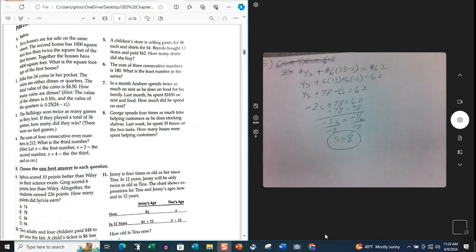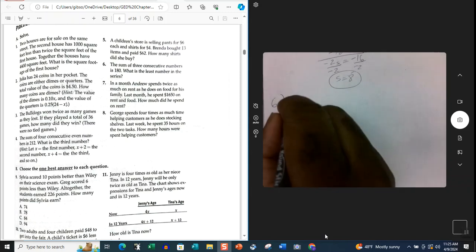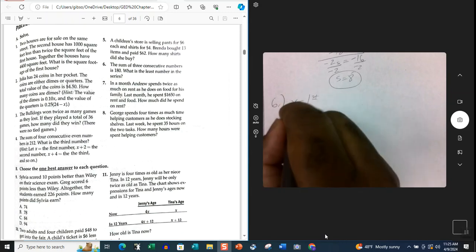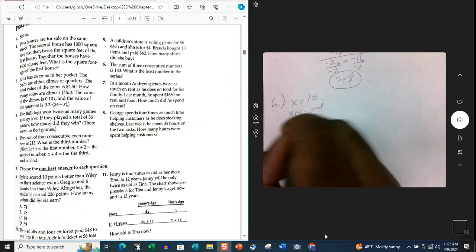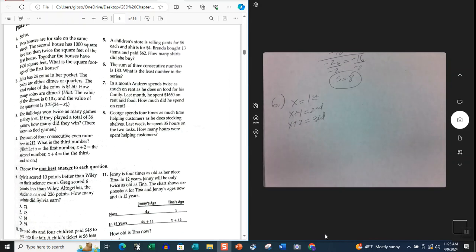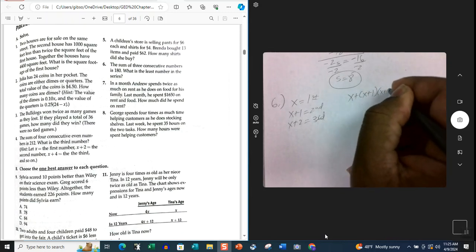Okay, class, with problem number 6, it says here the sum of 3 consecutive numbers is 180. What is the least number in the series? So they want the first number. So x will be the first number. x plus 1, because they're consecutive numbers, would be the second. And then x plus 2 would be the third number, because they said 3 consecutive numbers. So when we add them up, they're supposed to equal 180.